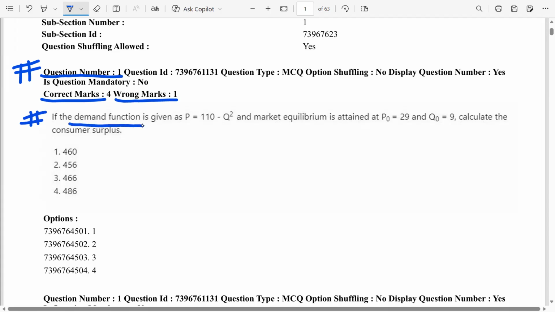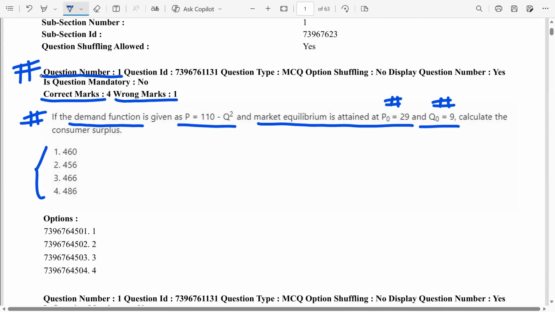If the demand function is given by P equals 110 minus Q square and the market equilibrium is attained at the price of 29 and quantity of 9, we need to calculate the consumer surplus, and we are given 4 options. Recall from my lectures on introductory microeconomics, consumer surplus is simply the area which is below the demand curve and above the equilibrium price.